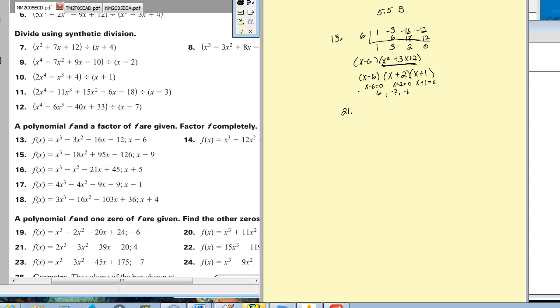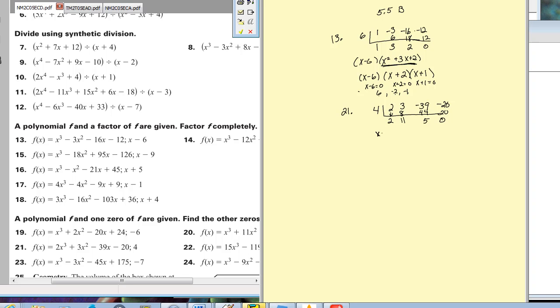Okay, so 21. Setting up using synthetic division: 2 for my x cubed term, 3 for my x squared term, -39 for my x term, and -20. I'm going to divide by 4 this time. I don't have to flip the sign because they gave it to me already as a zero, not an x minus 4. So bring it down, multiply: 8, 11, 44, 5, 20, 0.